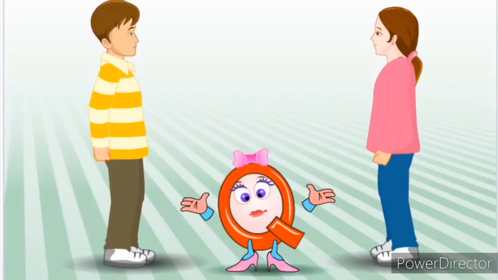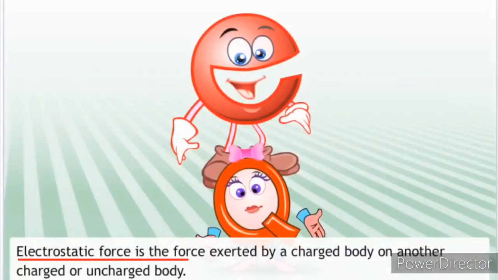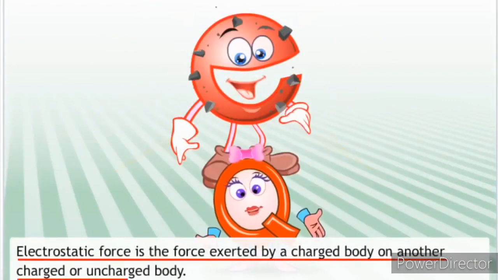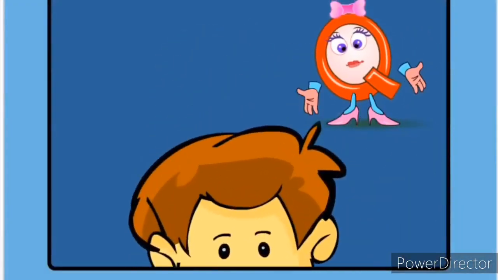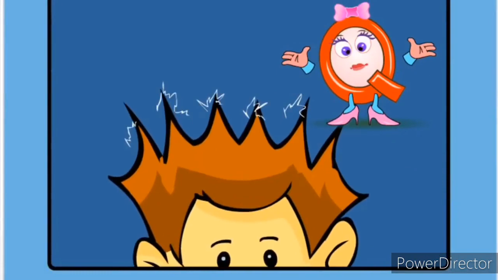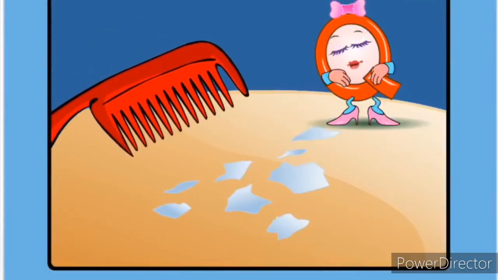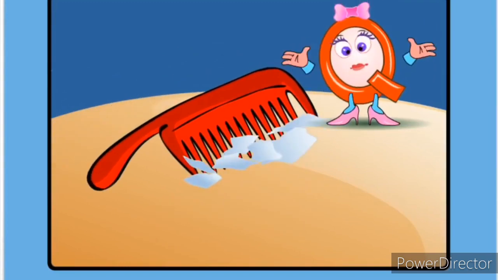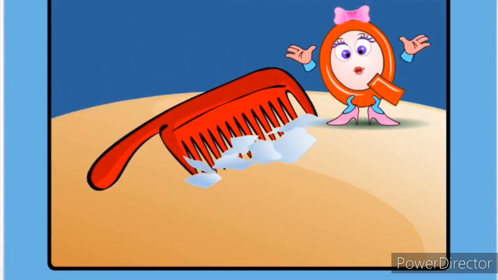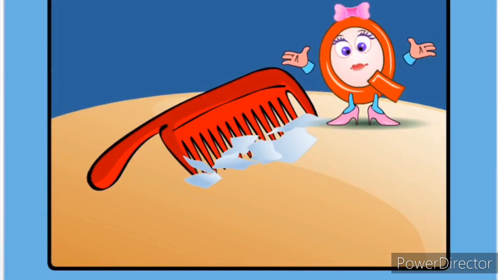So, what about electrostatic force? Is that related to electricity? Good guess. Electrostatic force is the force exerted by a charged body on another charged or uncharged body. Have you ever noticed how your comb crackles when you pull it through your hair? Yes, quite often. If you bring such a freshly used comb near bits of paper, you'll observe that the paper bits come and attach themselves to the comb. This is due to electrostatic force. The comb gets charged while you are combing your hair.